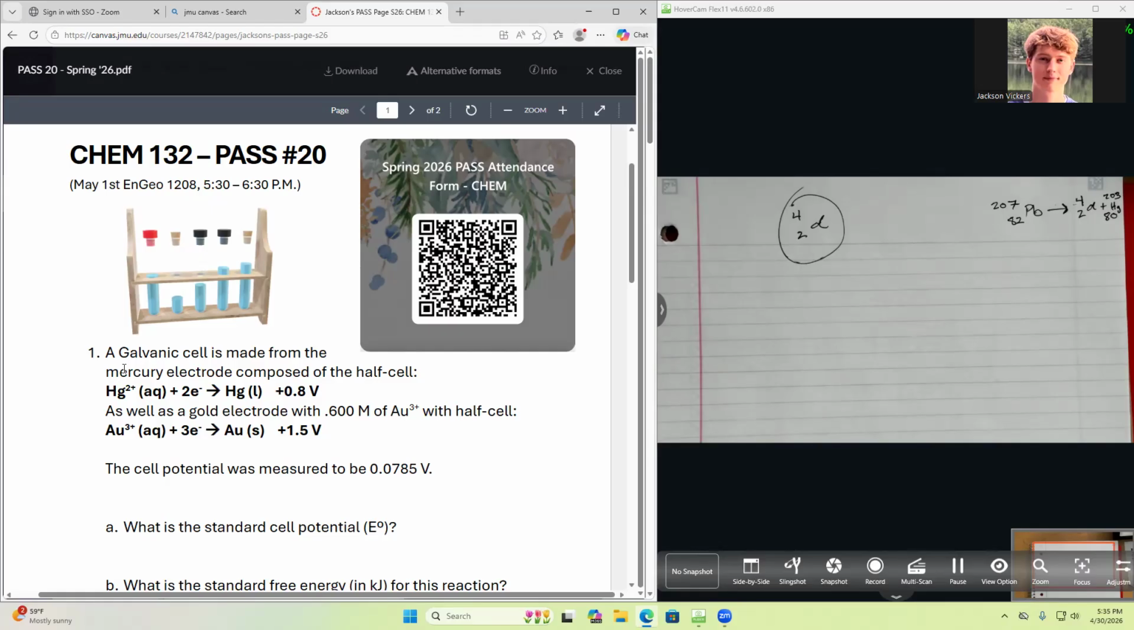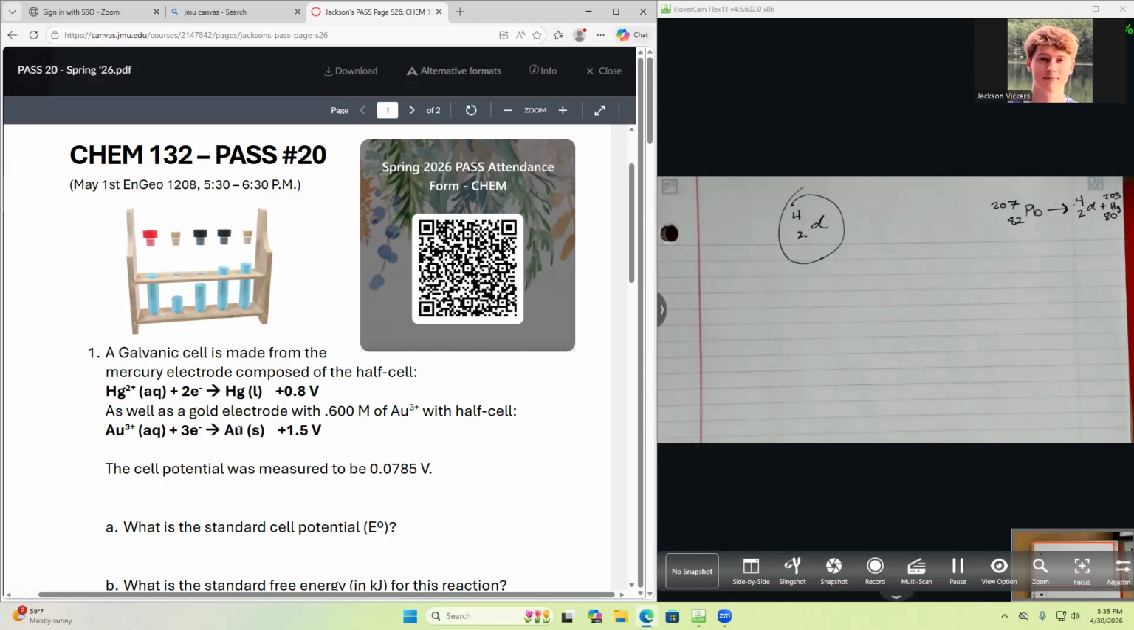We have a galvanic cell made up of a mercury electrode, where mercury 2 plus aqueous gets reduced to mercury, liquid form. And then the other electrode is gold, and it's going to be Au3 plus being reduced to Au solid. And we have a few values here. They give us a molarity of the gold ions.